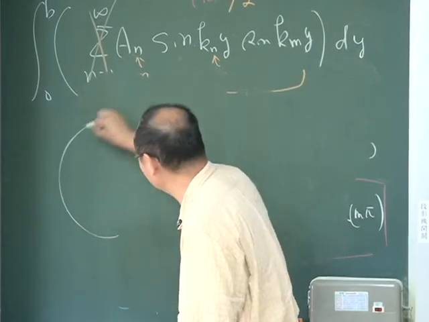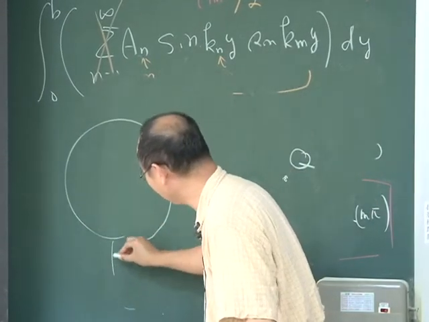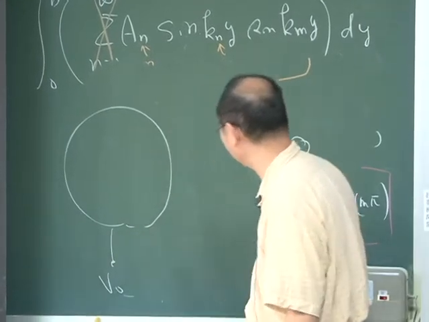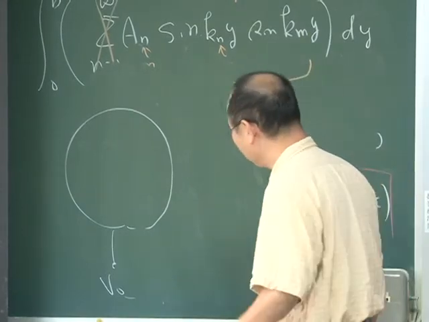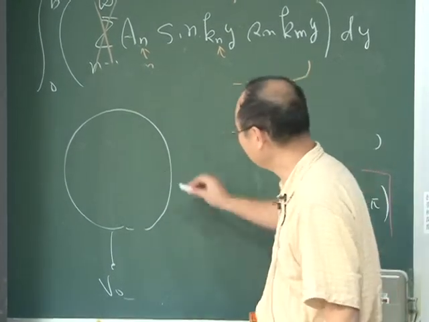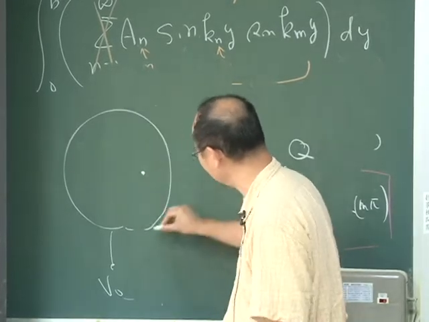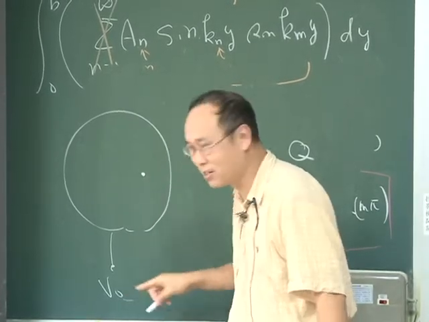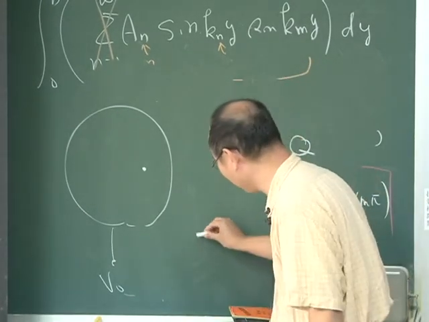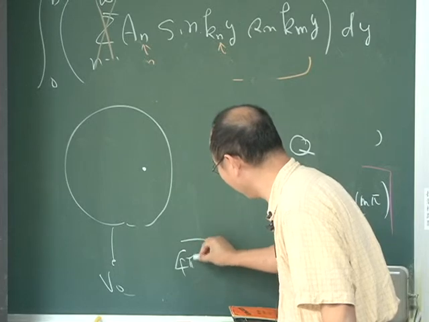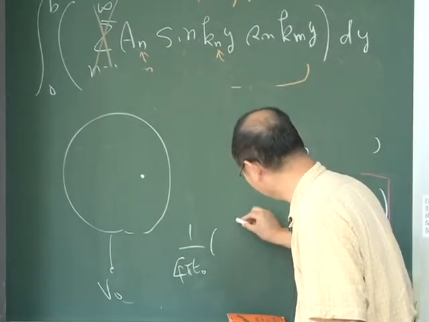Okay, we'll go back to this problem. The question: if this is connected with V naught, how do I put the image charge?